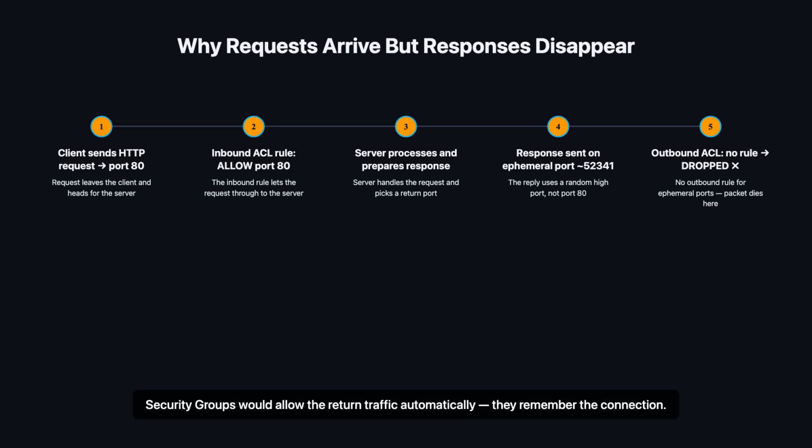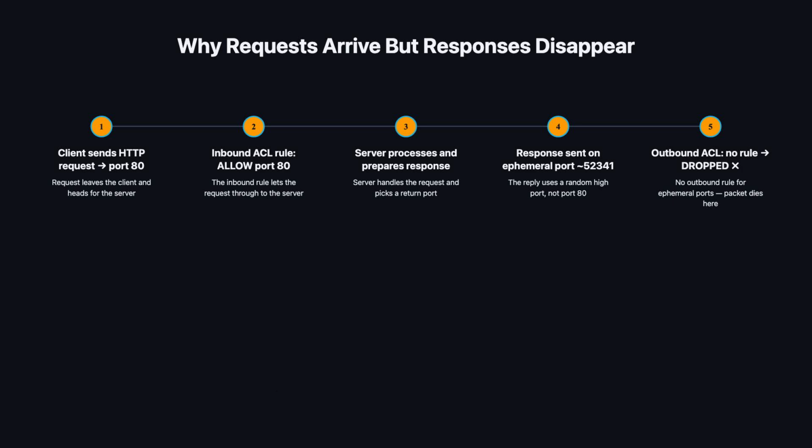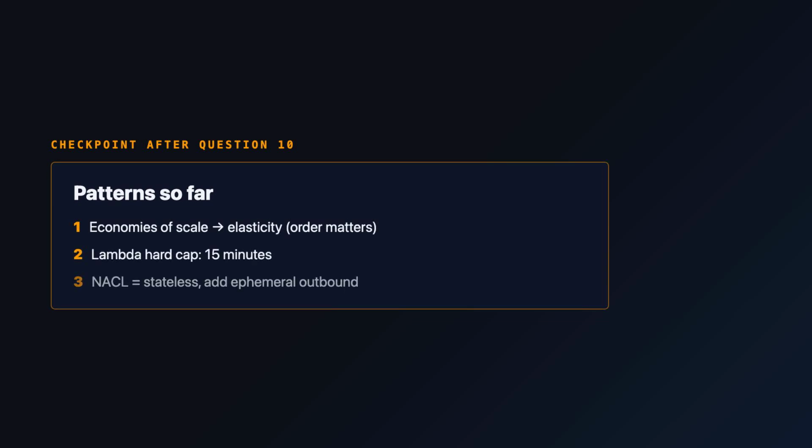Security groups would allow the return traffic automatically. They remember the connection. Network ACLs don't. 1 rule in, 0 rules out. That's the trap. Questions 6 through 10 surfaced ordering traps in cloud economics terms: Lambda's 15-minute ceiling, DynamoDB's schema freedom, Shield's 2 distinct tiers, and the NACL stateless catch that silently drops all return traffic.